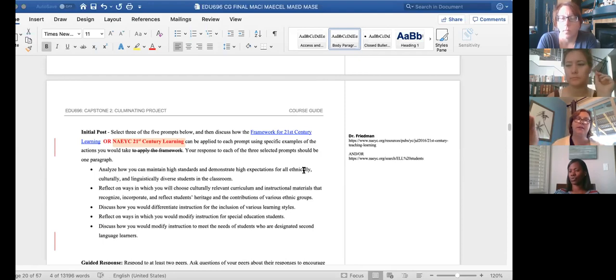Kathleen, just to clarify though, you're still talking about keeping the concepts of 21st century learning, just the specific place that you access it shifting to recommended resources, right? Right. So in this case, it would be select 3 or 5 prompts below and then discuss how, and you would take this all out, how they can be applied using specific examples from the resources this week or something like that.